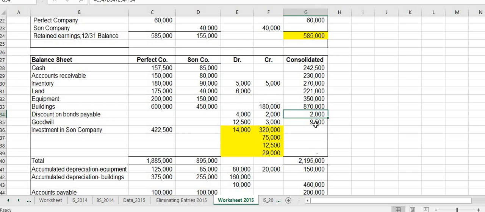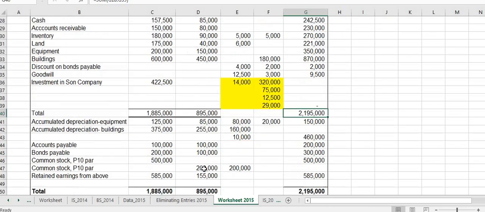Then goodwill natin, still we have 9,500. That's 12,500 na goodwill less impairment of 3,000. And then the balance of our investment is 422,500. So you are to eliminate that one. So our eliminating entries would eliminate the investment in Sun Company. So it's actually a credit to 320 plus 75 plus 12,500 plus 29,000 less 14,000. Actually 422,500. So therefore, na-eliminate na ang investment account.